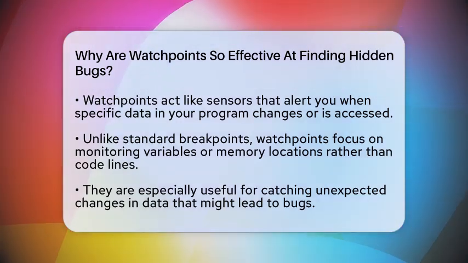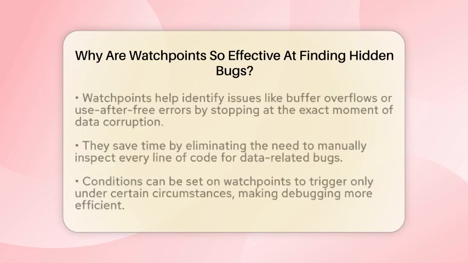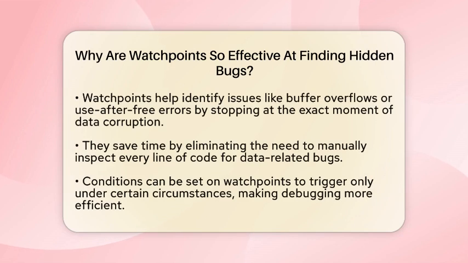This is especially helpful when you suspect a variable is changing unexpectedly, but you don't know exactly where. For example, if a value suddenly becomes incorrect, setting a watchpoint on that variable will make the debugger stop right at the moment it changes.